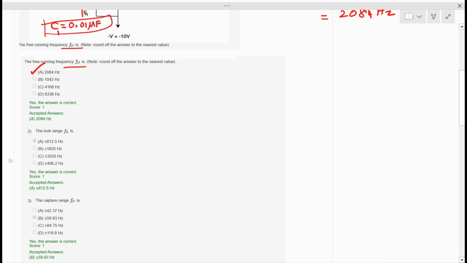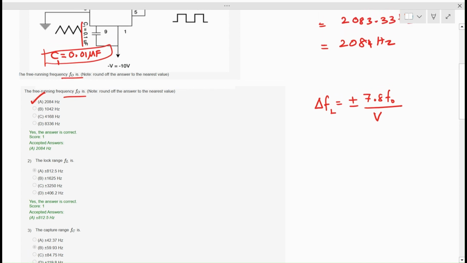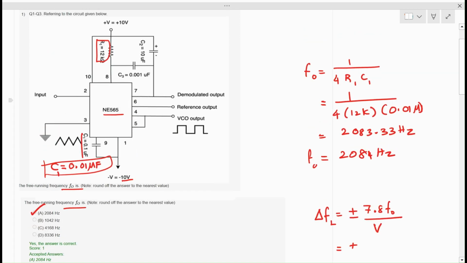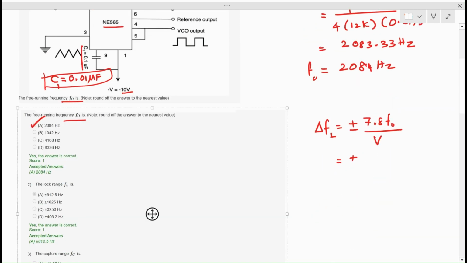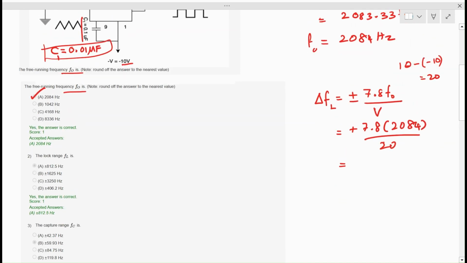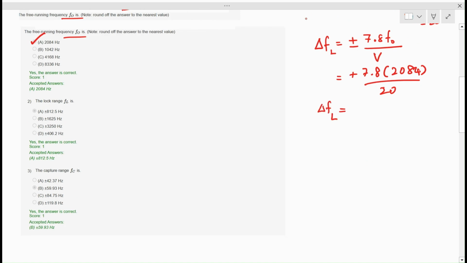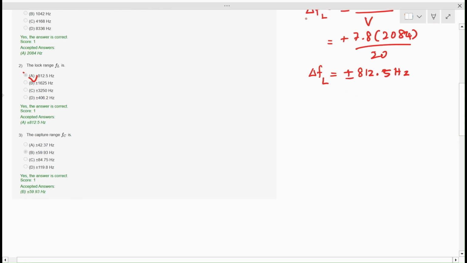The second question is, for the same PLL, what is the lock range? The lock range formula for PLL is del FL equals plus or minus 7.8 F0 divided by the supply voltage. Here F0 we found is 2084 hertz. The supply is plus 10 volt and minus 10 volt, therefore V equals 10 minus of minus 10, which is 20. So it is 7.8 into 2084 divided by 20. Using the calculator, we will get del FL equals plus or minus 812.5 hertz. The given option is A.